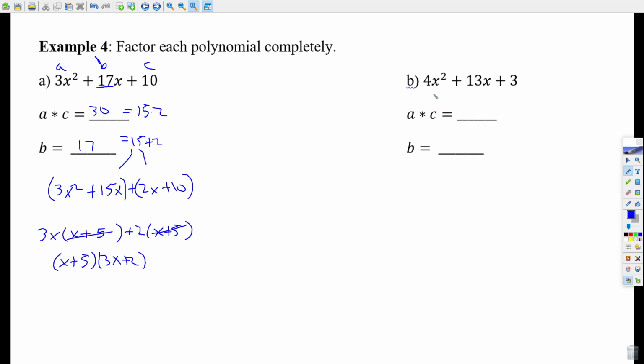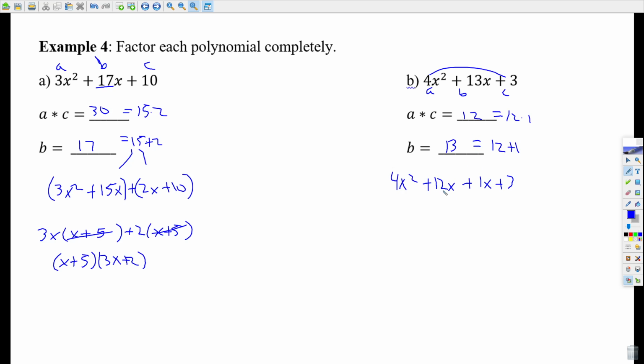All right, how about B? We're going to do A times C. Should label that A, B, C, which would be 12, and we're adding to get 13. Another one that's not too bad. How do you multiply to get 12? Then you could have 6 and 2, 3 and 4, and 12 and 1. I think that's it. 12 times 1, 12 plus 1. So we're going to break this apart into 12 and 1. So 4x squared plus 12x plus 1x plus 3. Splitting 13 into 12 and 1.